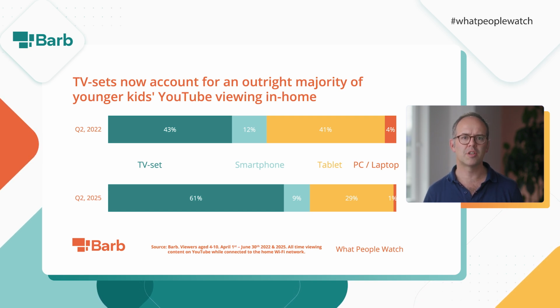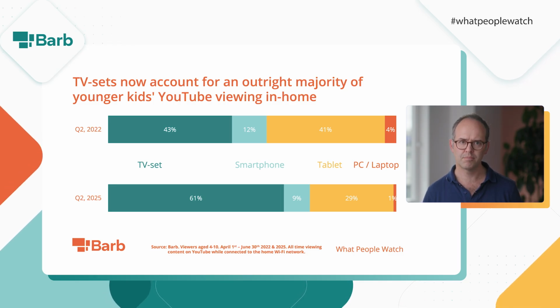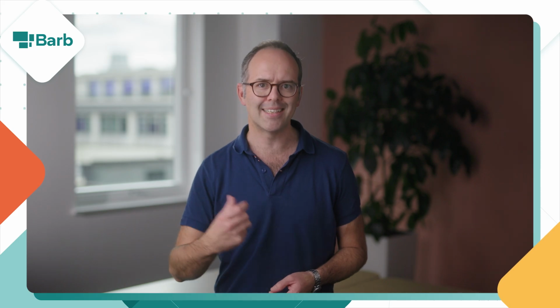Minutes spent viewing YouTube on a TV set are up 65% for this age group and have doubled for older kids aged 11 to 15. Our hypothesis is that parents may be more comfortable for their kids to watch YouTube on the TV set, as this is a communal screen, and so it's easier to monitor what their kids are watching.